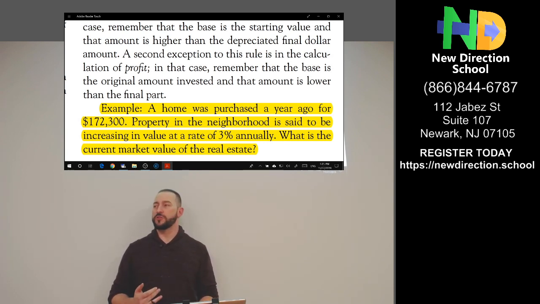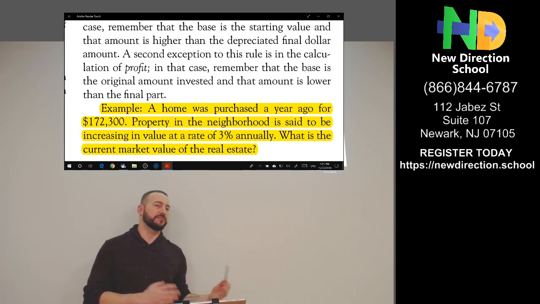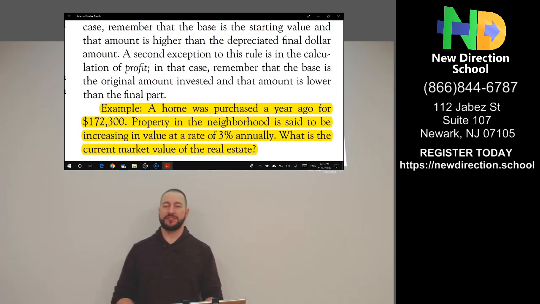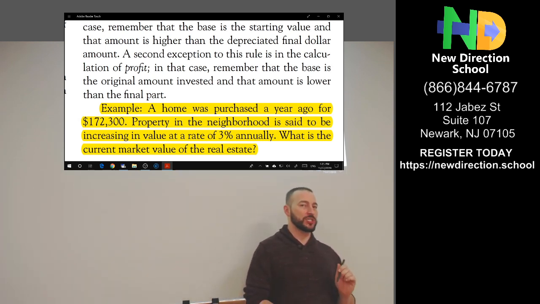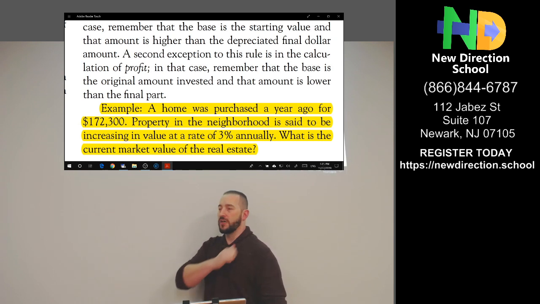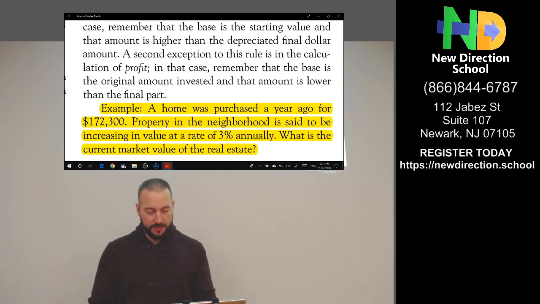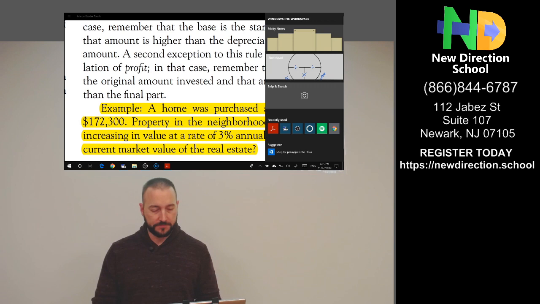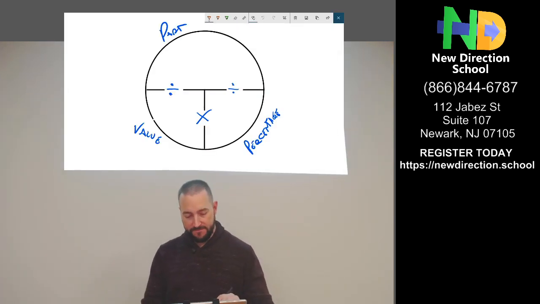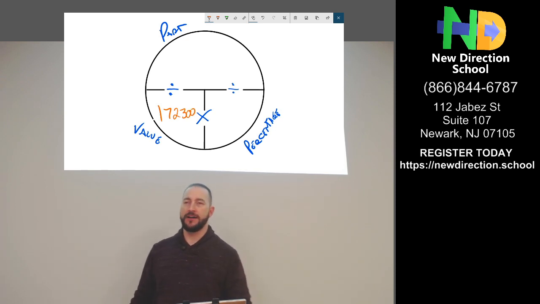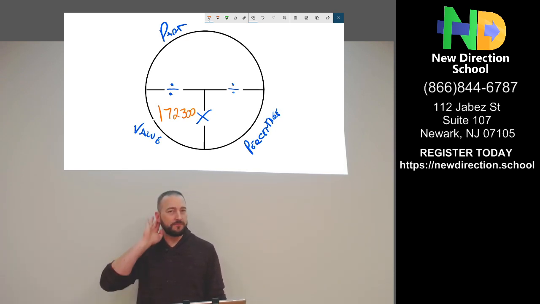So, home was purchased a year ago for $172,300. Property in the neighborhood is said to be increasing in value at a rate of 3% annually. What is the current market value of the real estate? So I want you guys to give me the numbers. What do we have? Value is 172,300. What else we have? 3%.